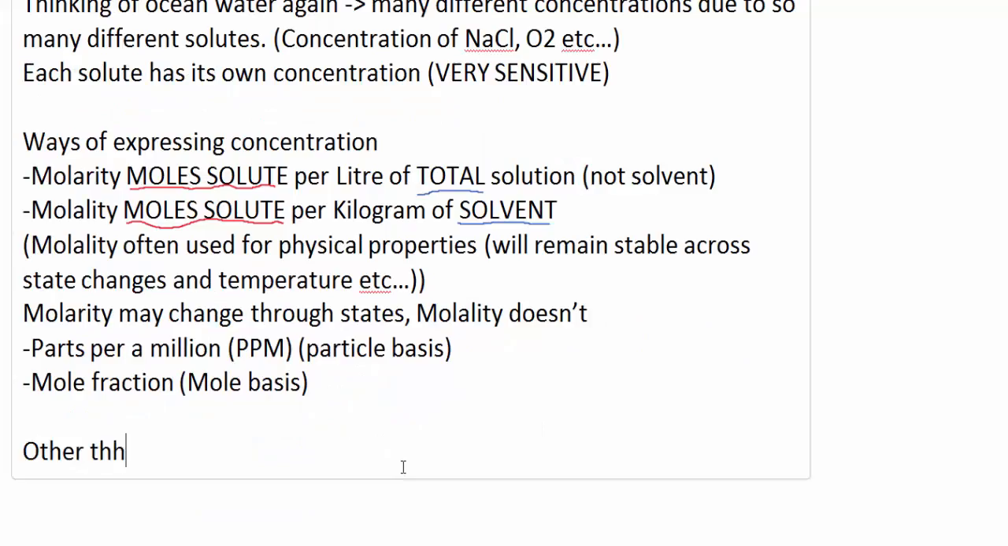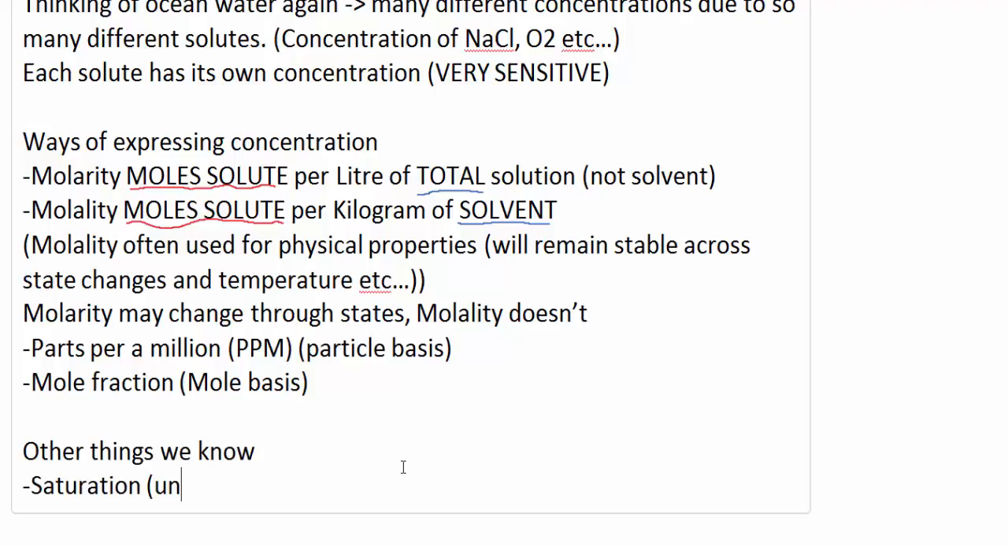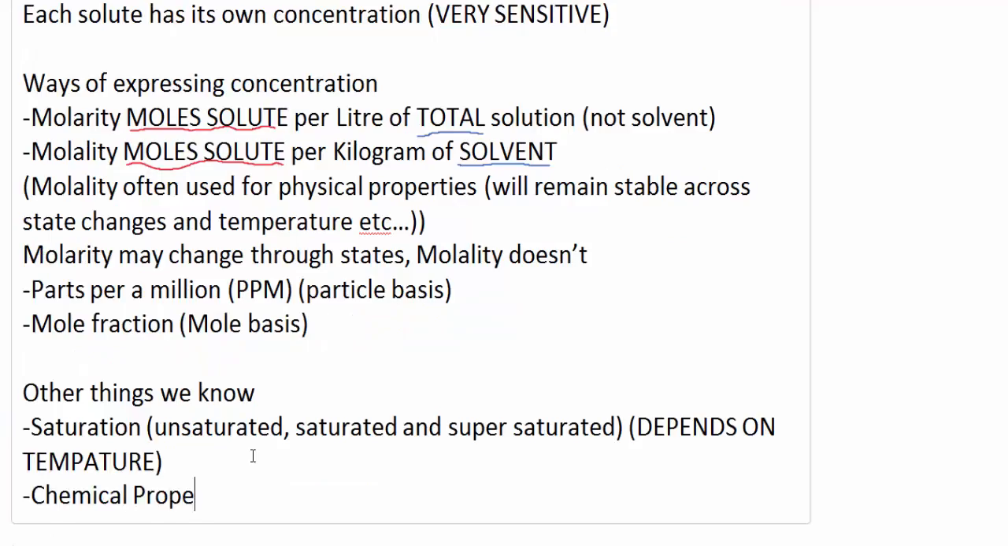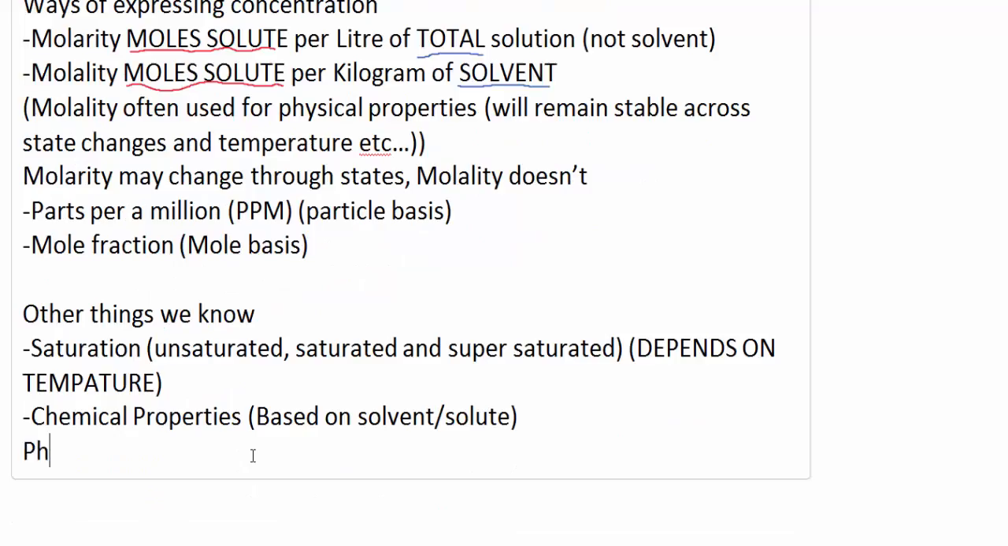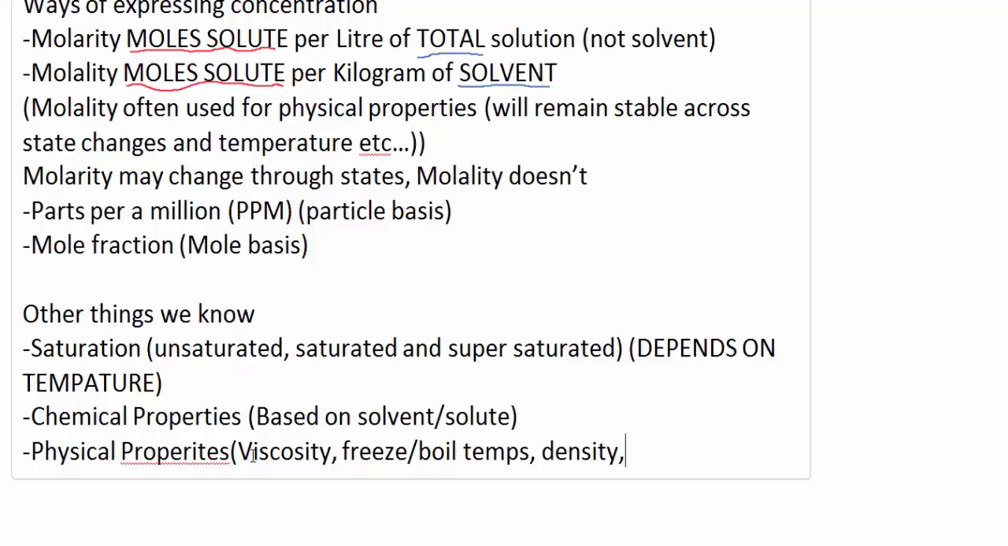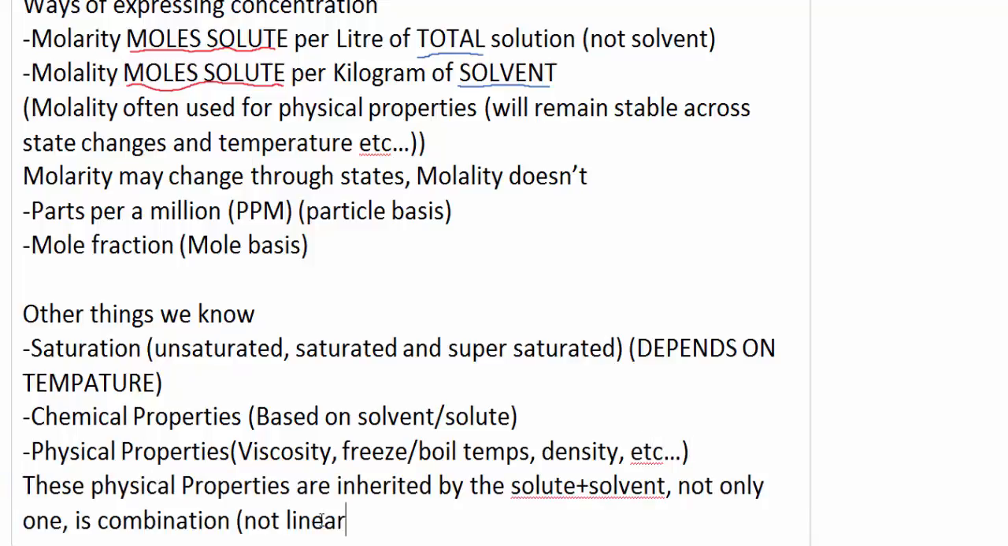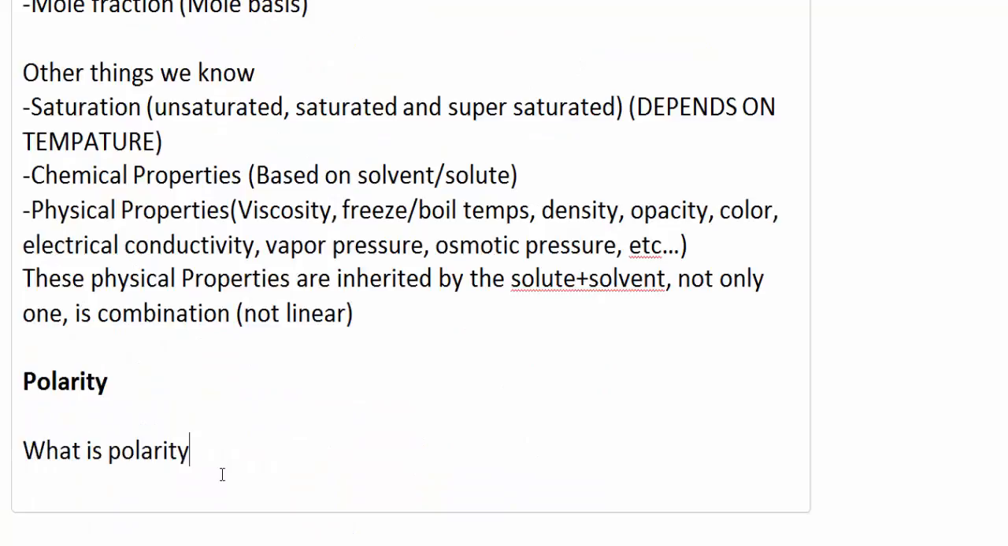Let's look at some other things that we know about solutions. We know that solutions can be saturated or unsaturated or supersaturated depending on temperature. We know about the chemical properties of solutions that are based on the solvent and the solute. Also, solutions have physical properties like viscosity, freezing and boiling temperatures, density, opacity, color, conductivity, etc. So these physical properties are inherited by the solute and solvent, and not only one, it's a combination of the two of them.